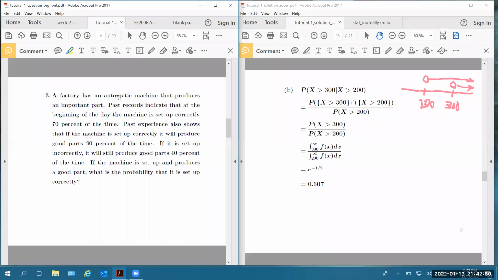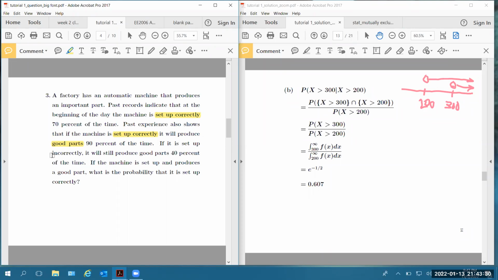This factory has an automatic machine that produces an important part. Now, past records indicate that at the beginning of the day, the machine is set up correctly 70% of the time. So you see, I mark "set up correctly", because it happens later on also. Past experience also shows that if the machine is set up correctly, same thing, it will produce good parts 90% of the time. How do I know I have to highlight "good parts"? Because later on, you also get this.